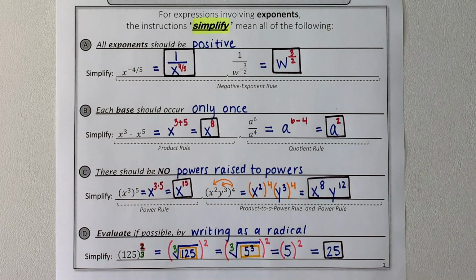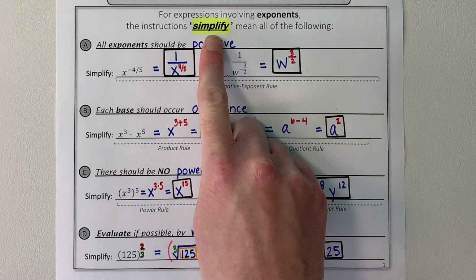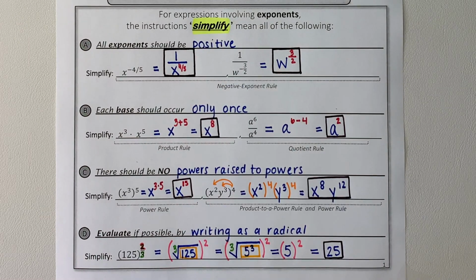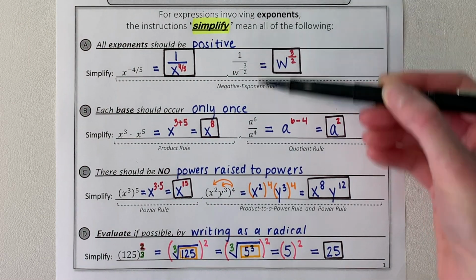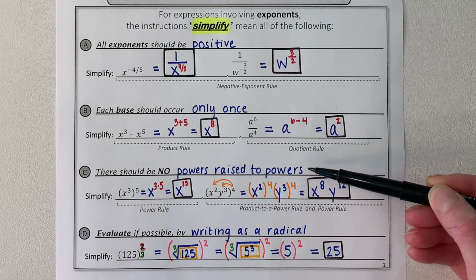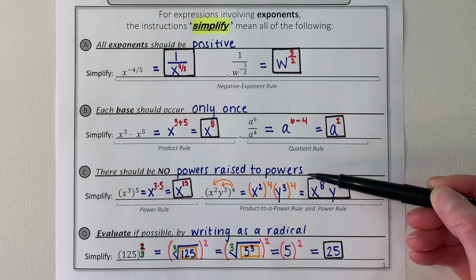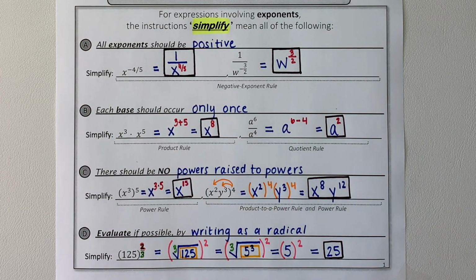So, if you're working with a problem involving exponents, if the instructions say simplify, that means 4 things. All of the exponents should be positive. Each base should occur only once. There should be no powers raised to powers. And you want to evaluate, if possible, by writing as a radical. On the next few pages, we'll look at several examples.